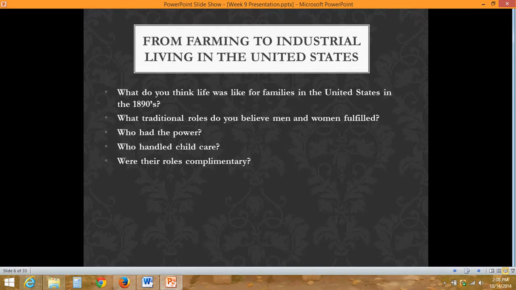Who handled the child care going on at this time? So you have children actually working in factories. Were children allowed to be children at this time? I think that's a big impact, children in terms of the way that they were treated. Really didn't have the childhood that we know of now until later.